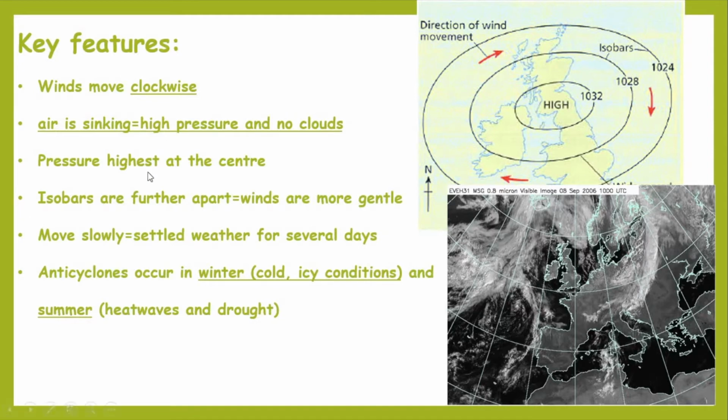Pressure is highest at the centre of an anticyclone. The isobars are further apart, so the winds are far more gentle than in a depression. It moves much more slowly. It tends to bring settled weather for quite a number of days, and these weather systems can occur in the winter, and when they do, they bring those really crisp, sunny winter days with freezing cold temperatures, and when they happen in the summer, they bring those boiling hot, cloudless heat waves that, if they go on for long enough, can create drought conditions.